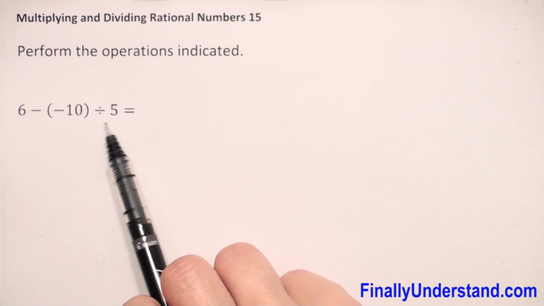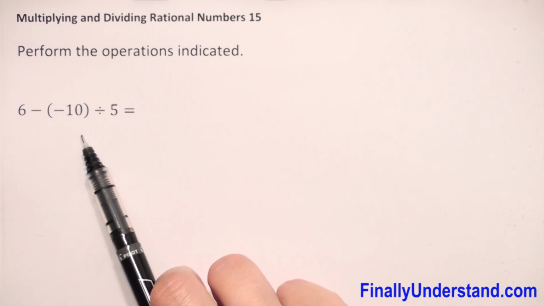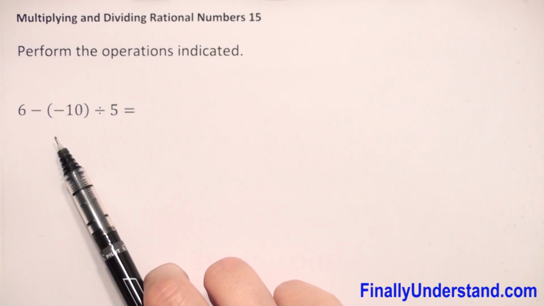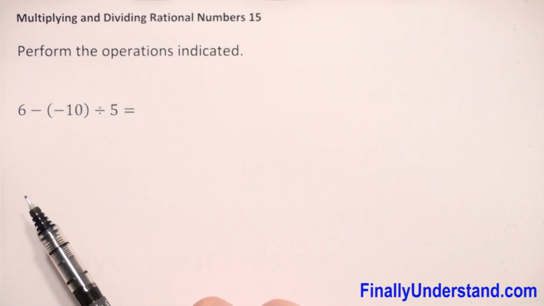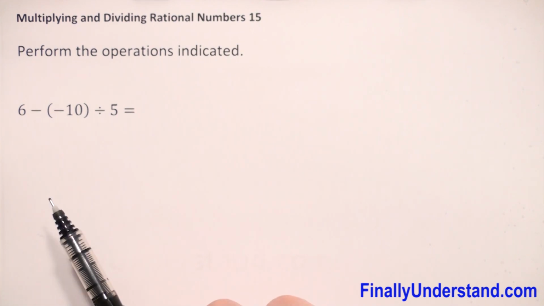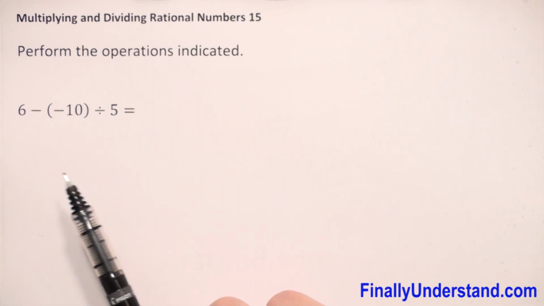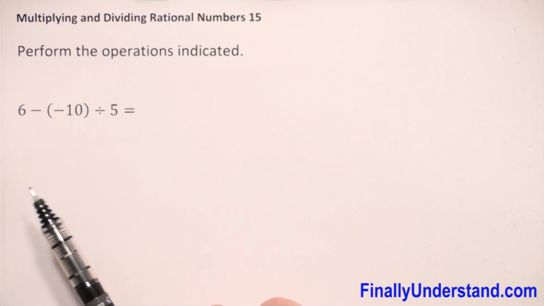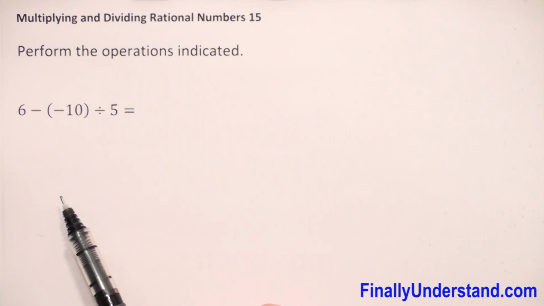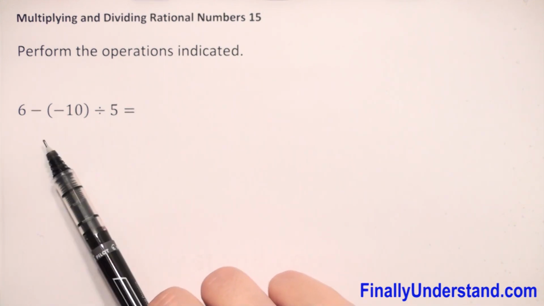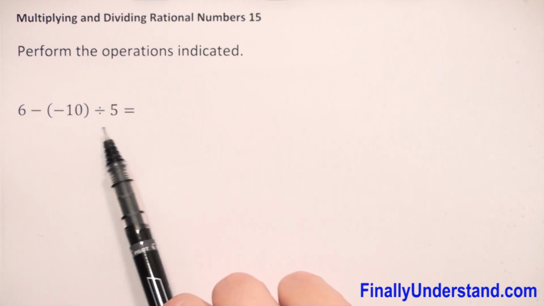Perform the operations indicated. We have 6 minus -10 divided by 5. We have here integers, and the order of operations for integers is the same as for positive numbers. So first, if we have parentheses, we do parentheses, then the power, multiplication, division, addition, subtraction from left to right. So we have here subtraction and division.